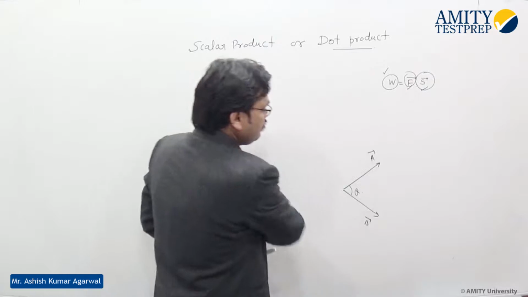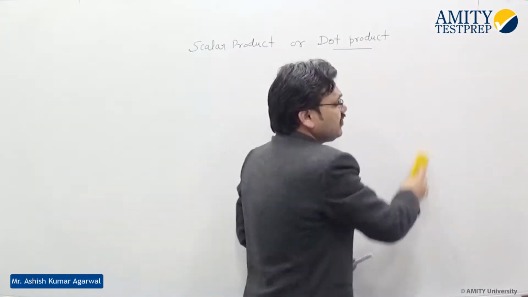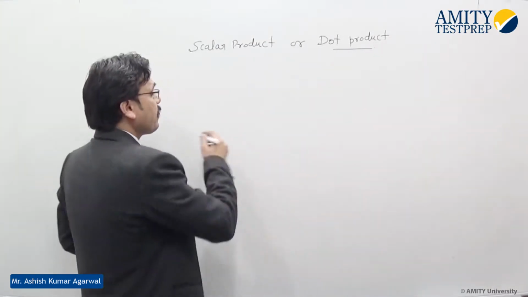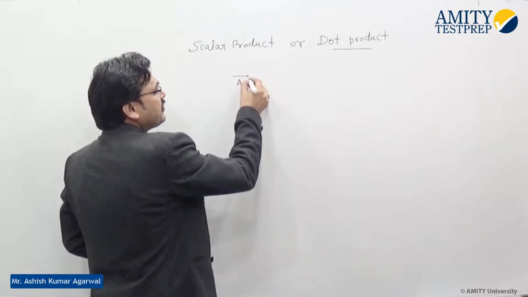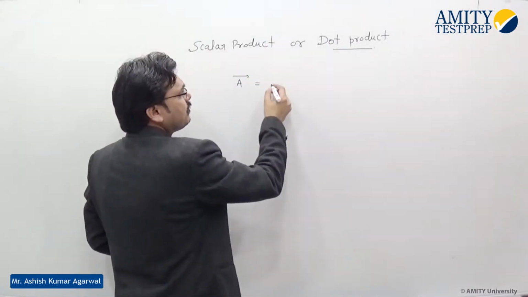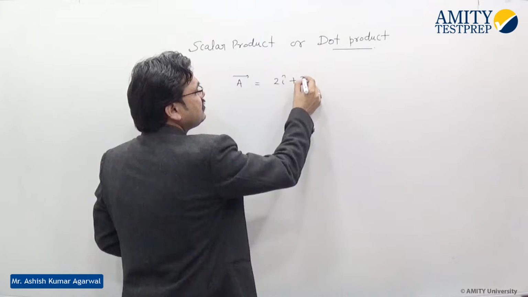Okay. Now I'm taking an example. Suppose I take a vector A which is simply 2i cap plus 3.